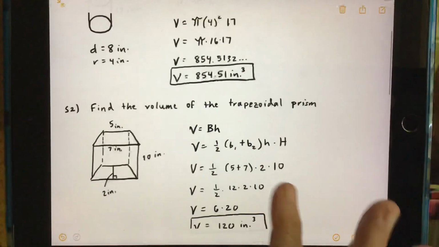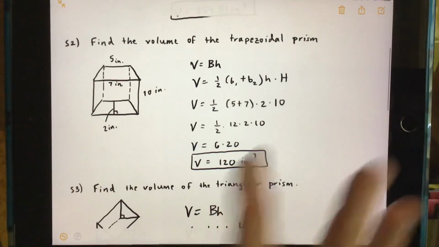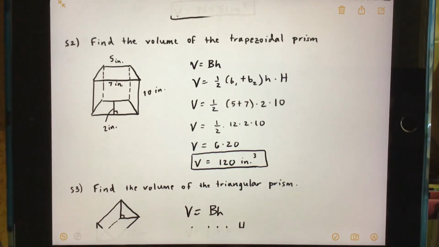All right, sample 2. Find the volume of the trapezoidal prism. So we see a trapezoid as a base on the top and the bottom of this figure, and all the space captured in between those trapezoids creates the trapezoidal prism. So we're going to find the volume the same way we found on the last problem. We're going to use base times height. The area of the base of a trapezoid.